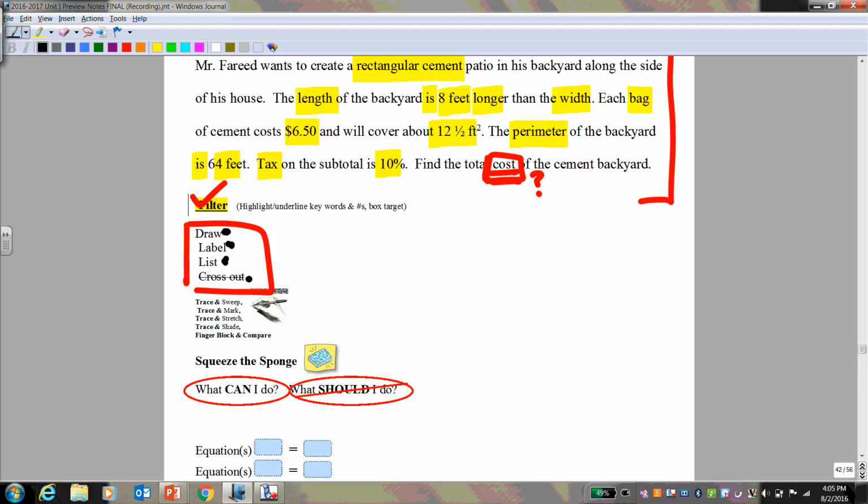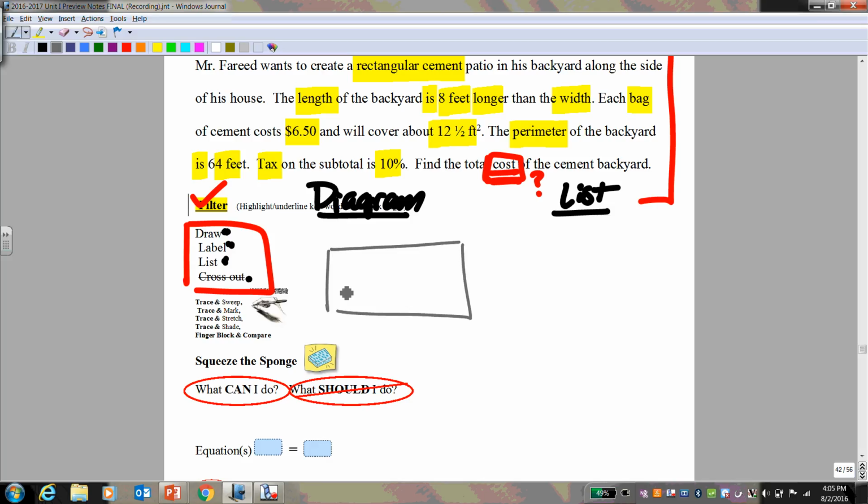So ready? We're going to put our diagram on this side. And if it doesn't belong in the diagram, we're going to put it on the list. First, we have a cement backyard. So, and it's rectangular. So we draw a rectangle. See that? We cross it out. We took care of that.